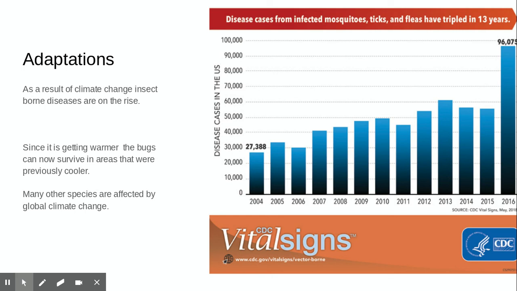Okay, so since climate change is occurring, typically mosquitoes would be stuck in warmer climates. However, as our climate starts to get warmer and warmer, they're moving towards different areas that they have not frequented, and therefore they're spreading their disease even a little bit more.